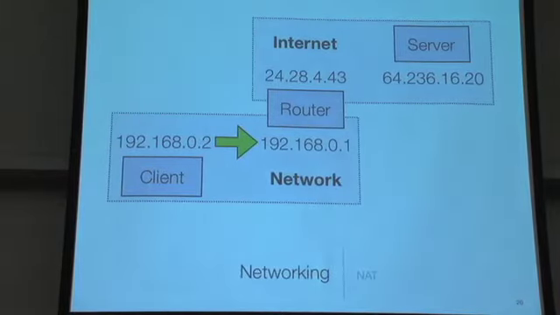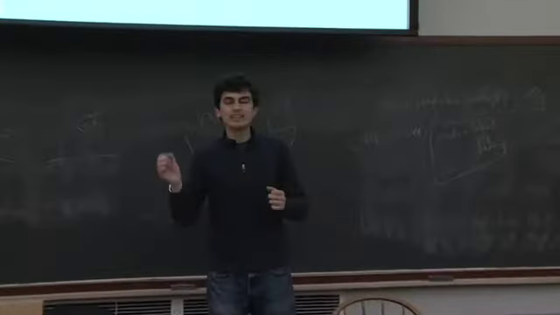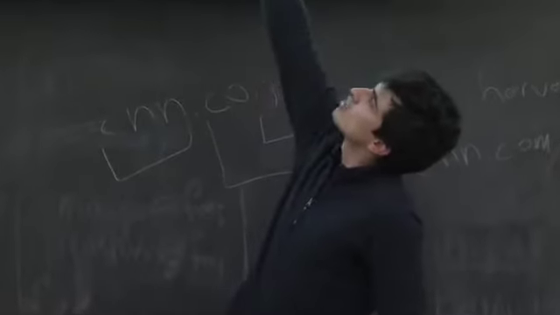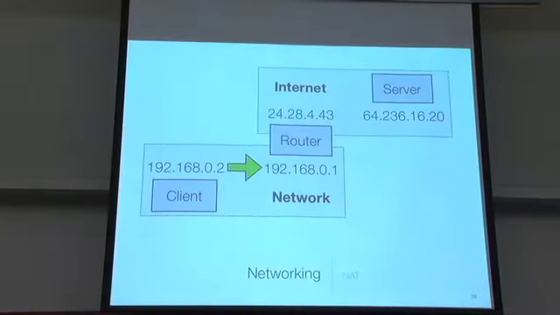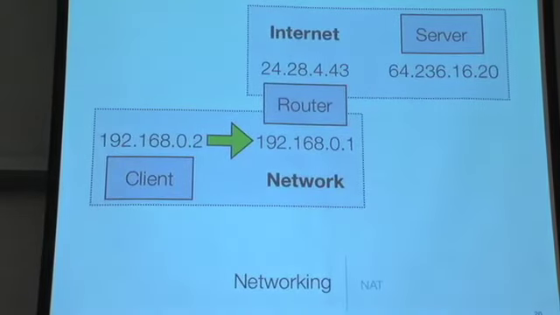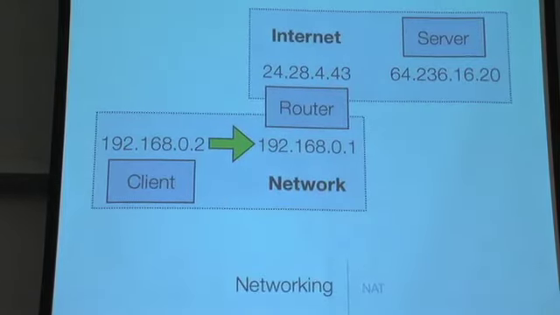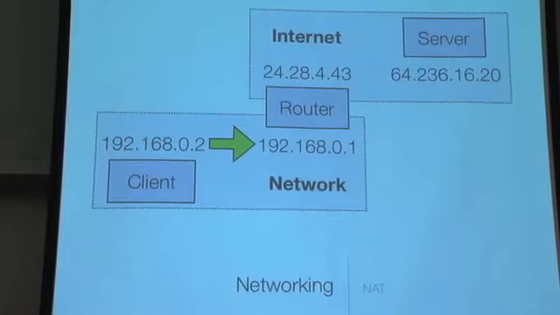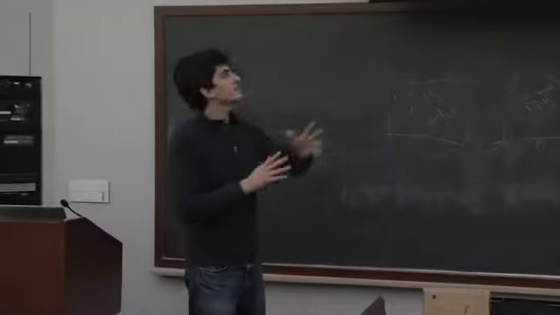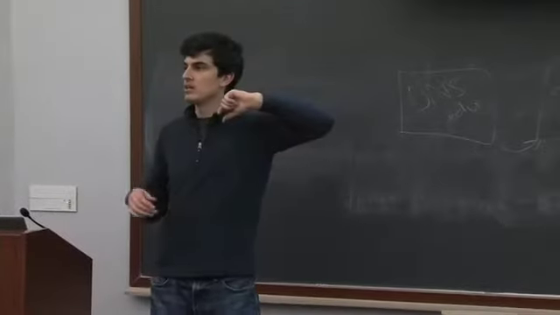So what this router does is it takes this packet that initially had a from field that looked like it was from 192.168.0.2, and it changes it to say, okay, now it's actually from 24.28.4.43. So what this is doing is translating the addresses from inside to outside. Now, because it has this valid IP address, it can then send the packet to this other server that exists on the internet, 64.236.16.20. And what it looks like to this server is that the request came from the router at 24.28.4.43.